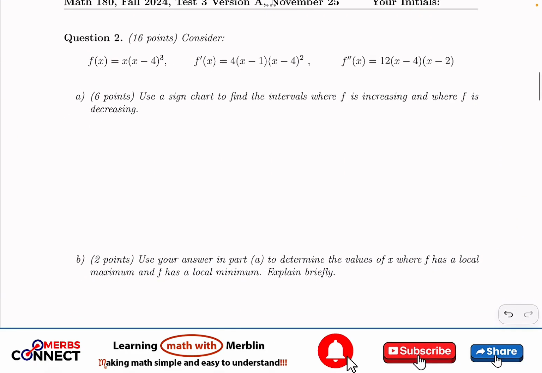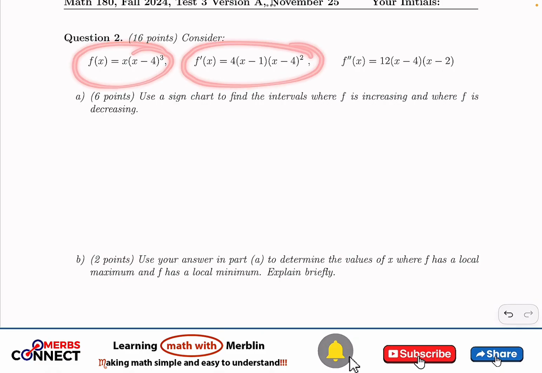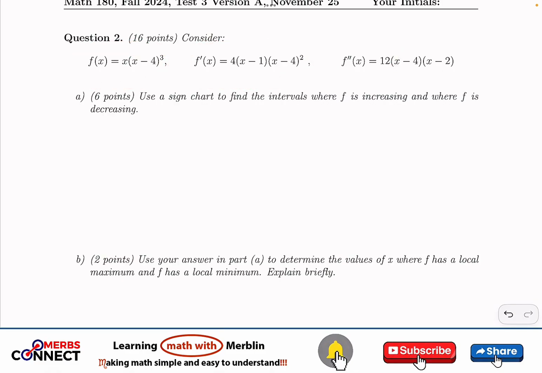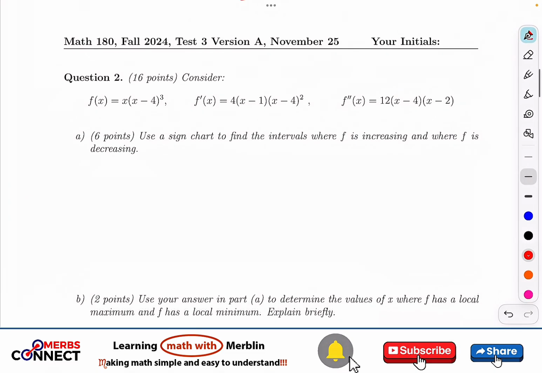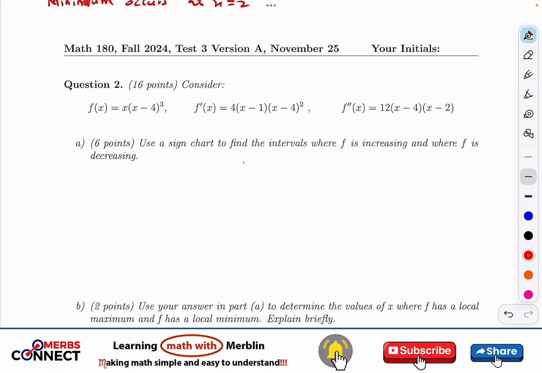Now let's look at question 2. Here we have f of x, f prime, and then f prime prime. We want to use a sign chart to find the intervals where the function is increasing and decreasing. Before we use a sign chart, we need the first derivative, which is given to us. So all we need to do here is find the critical points. So critical points here are when f prime of x is equal to 0.